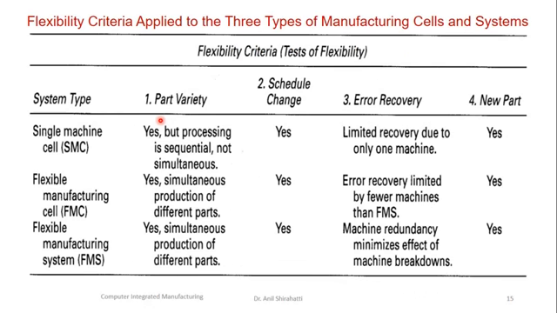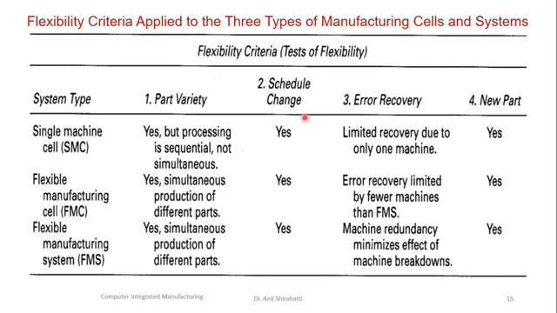Next, the criteria for flexibility. Let's say system type: SMS, that is a single machine cell. Flexible machine cell, that is 2 or more machines. Then flexible manufacturing system, where more than 4 are there. If you think from part variety, yes, but processing is sequential, not simultaneous. All are yes in all the 3 systems.